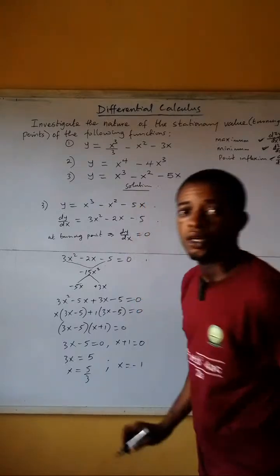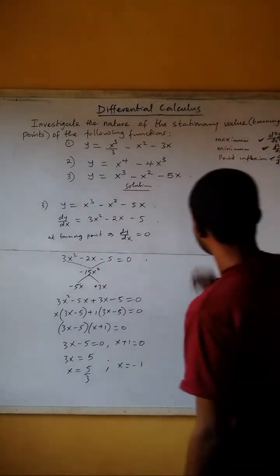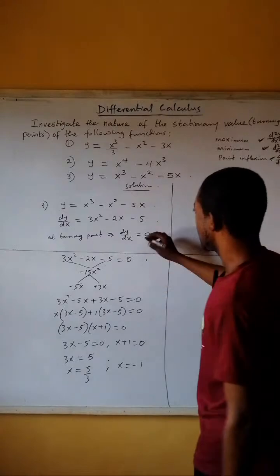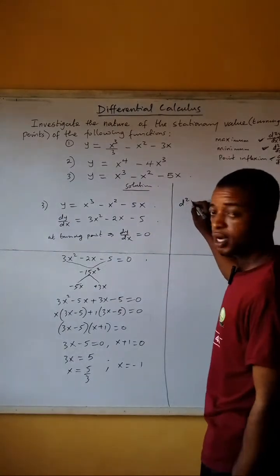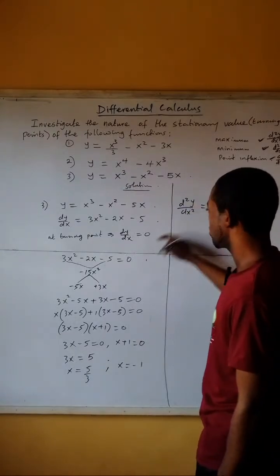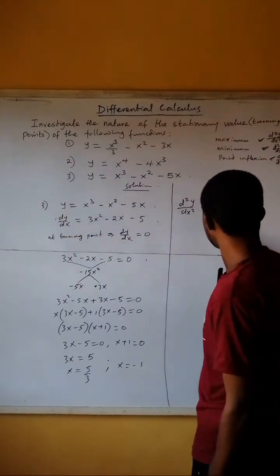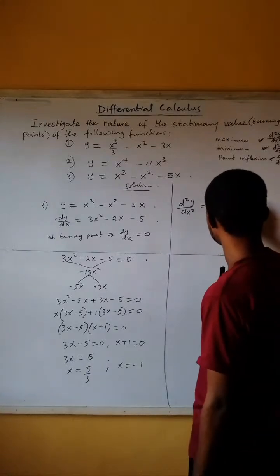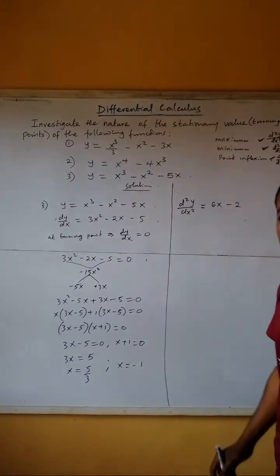Now here we have two turning points. Now let's investigate the nature of those turning points. It implies we find the second order derivative, that's d squared y by dx squared. That means we differentiate the first order derivative again, and we have 6x minus 2, then plus 0, that's 6x minus 2.